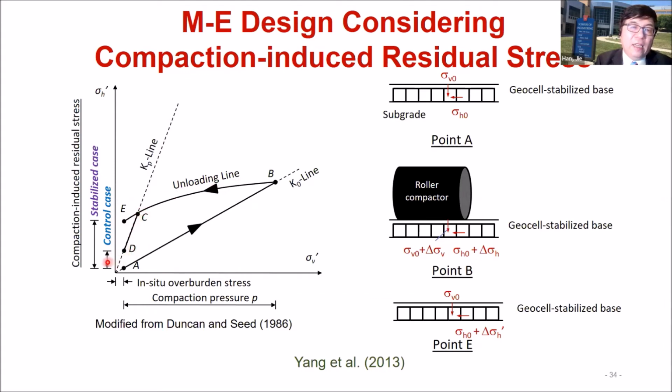They will generate the residual stress for the control section. But if we place a geocell to prevent the passive failure, we cross to here, and then we generate increased residual stress for the geocell. So that is the benefit.